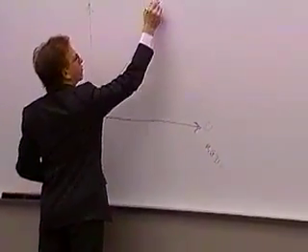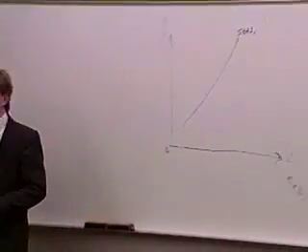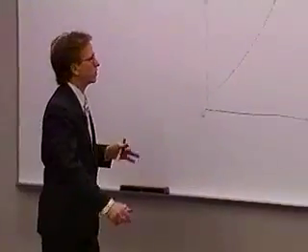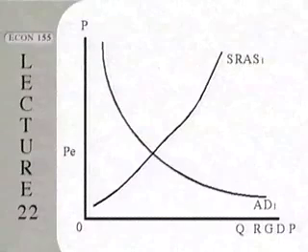I'll put the short run aggregate supply curve, and what we want to do for a few minutes here is always label those curves number 1 or number 2 or whatever, because we're going to be shifting the curves. Aggregate demand, AD1. And we will assume that everything that has happened that needs to, we have moved to equilibrium. PE, QE.